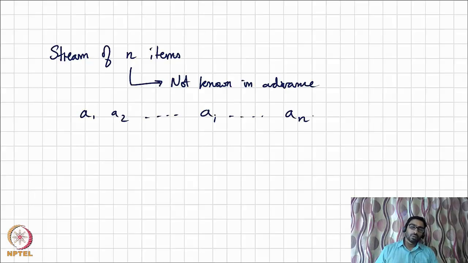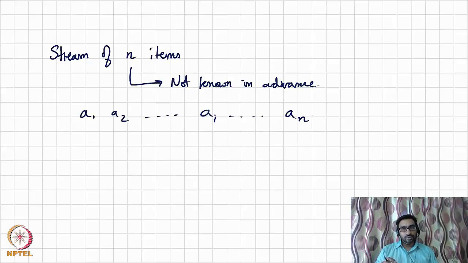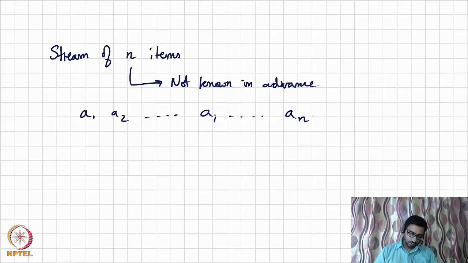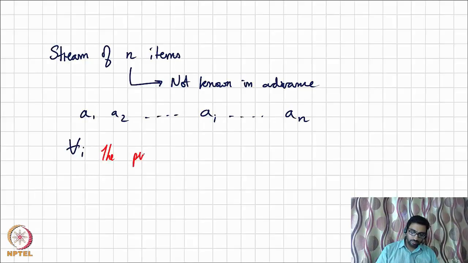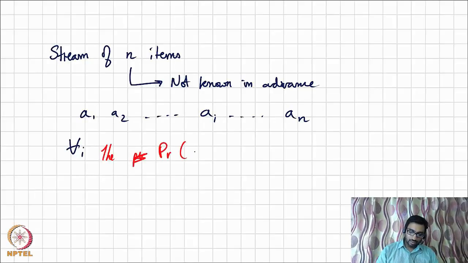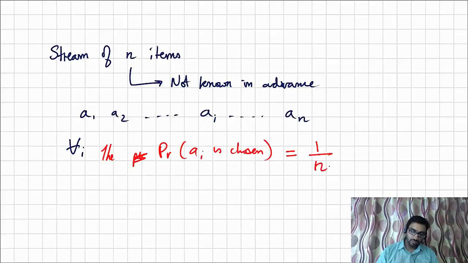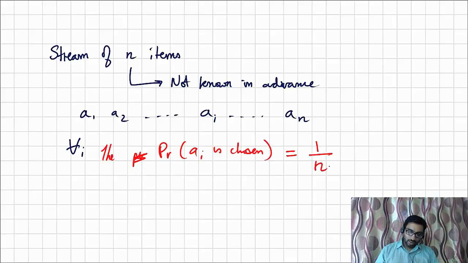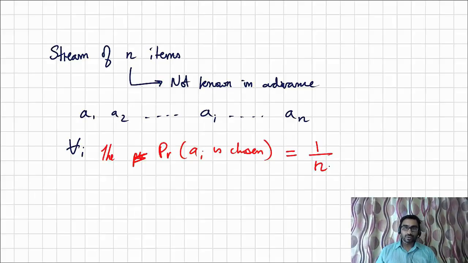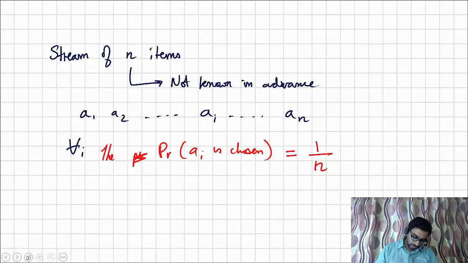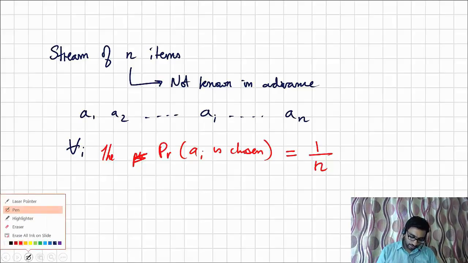Our goal is to sample from the stream so that we output an item from the stream, and the probability that each of these items is output must be equally likely. So in other words, for all i, the probability that A sub i is chosen must be 1 over n. And so this, without the knowledge of n, is somewhat tricky. But as it turns out, there is a nice clean way to sample from a stream.